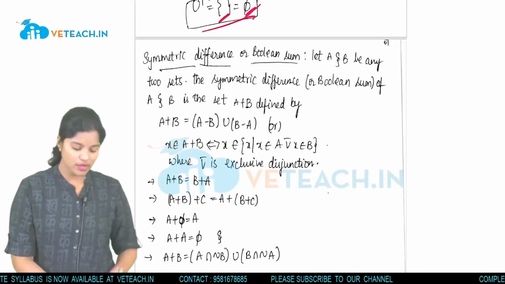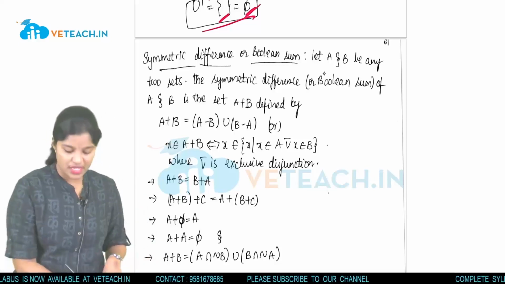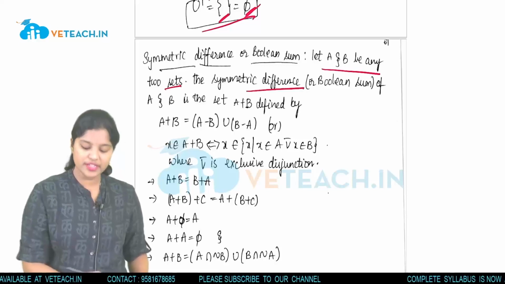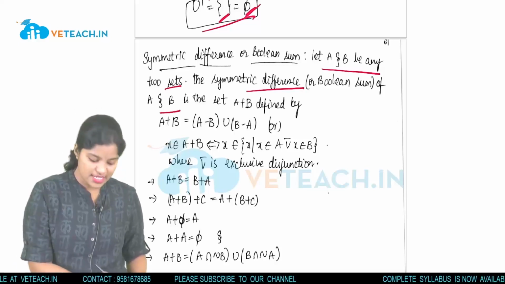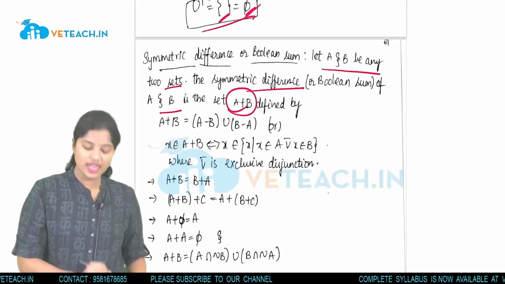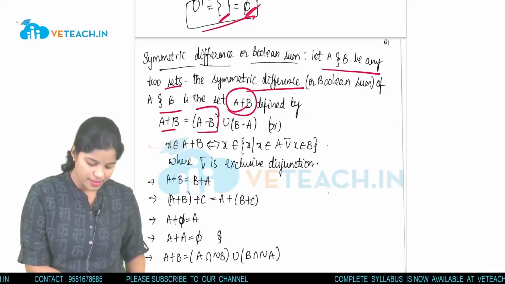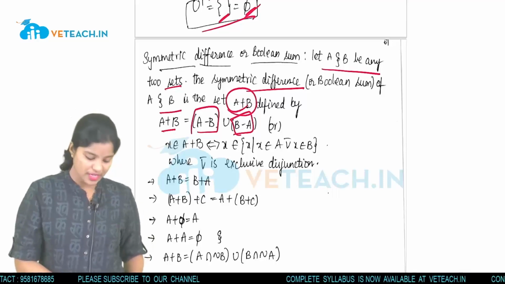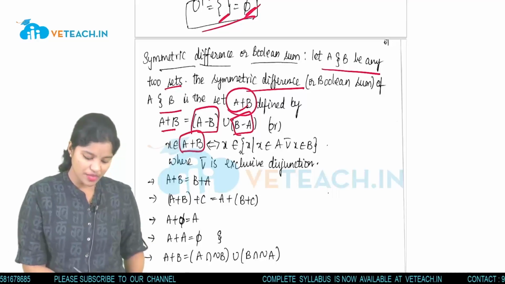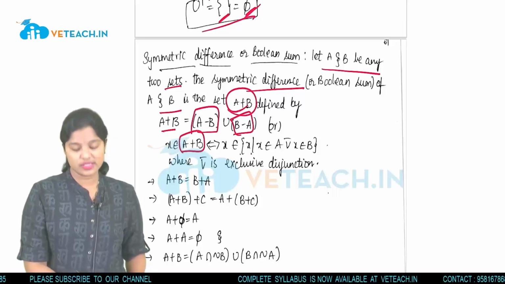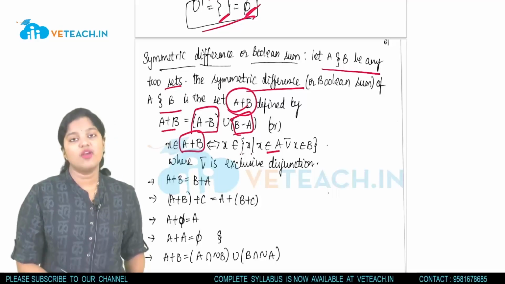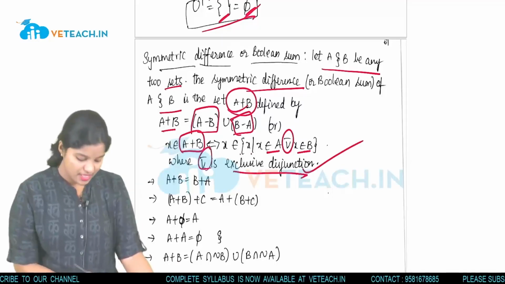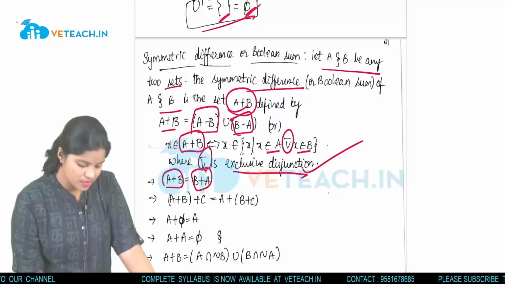Now we will see about symmetric difference or Boolean sum. If A and B are any two sets, the symmetric difference or Boolean sum of A and B is A plus B, and is defined by A plus B is equal to A minus B union B minus A. This is the basic formula. Or x belongs to A plus B such that x belongs to A exclusive or x belongs to B.